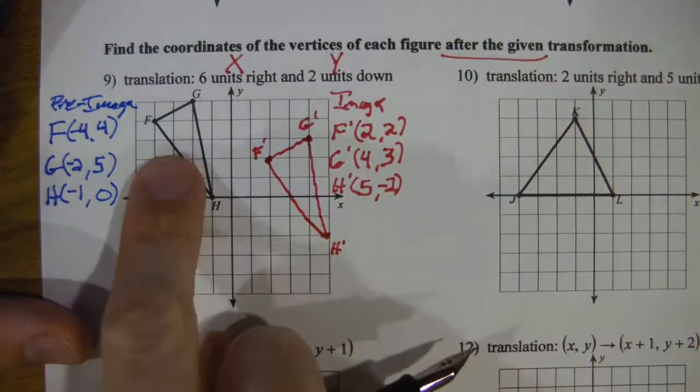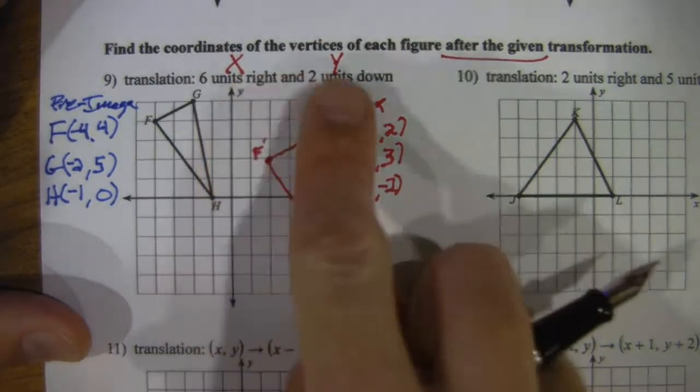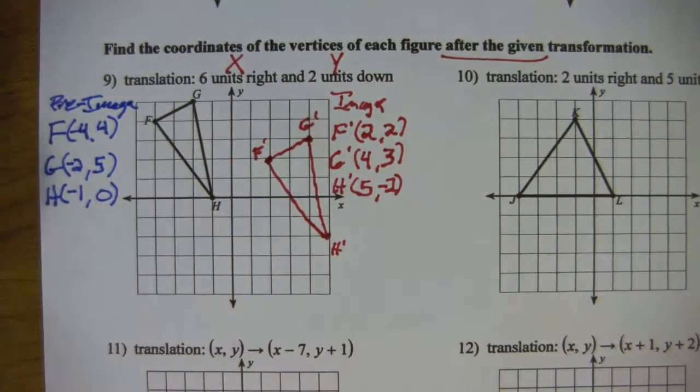So notice, same size, same shape, just a new location. And in this case, finding that location was pretty easy. I just either added or subtracted as needed. So finding the coordinates is actually a little bit faster than drawing. You're not spending all your time making those crazy little dots and trying to draw nice straight lines.